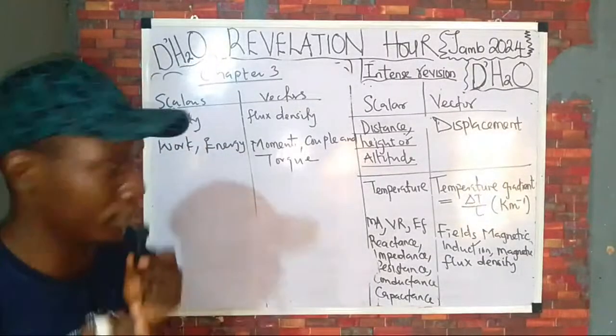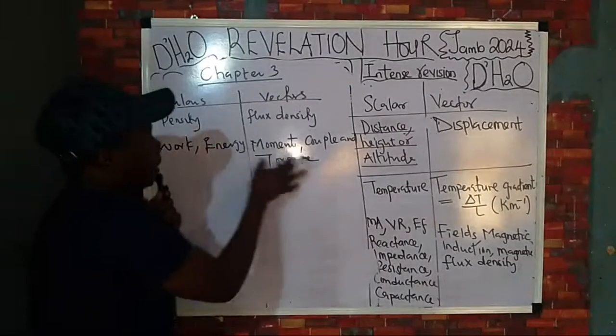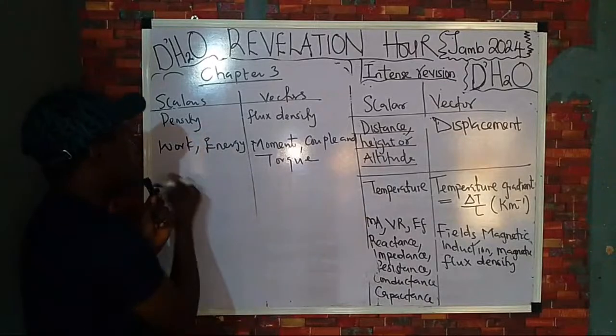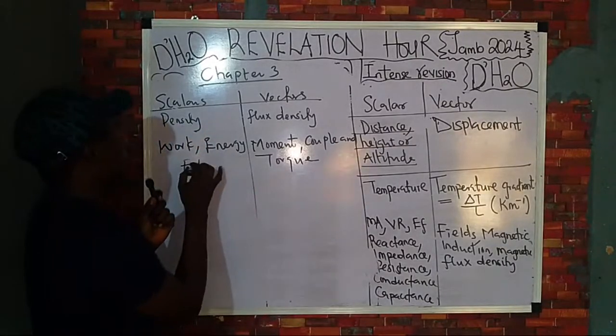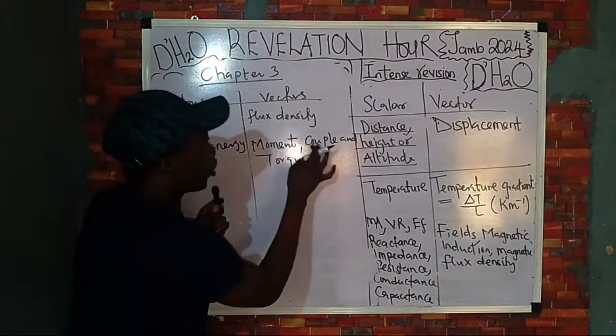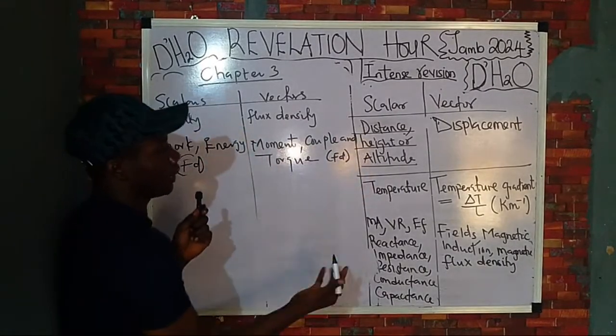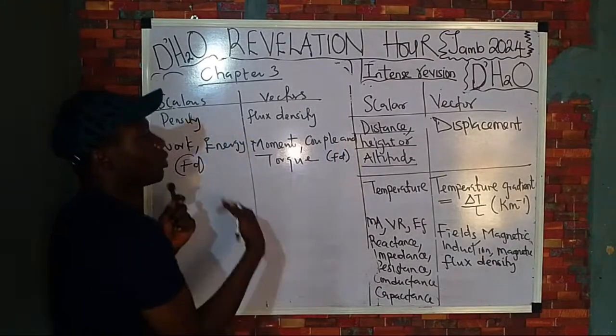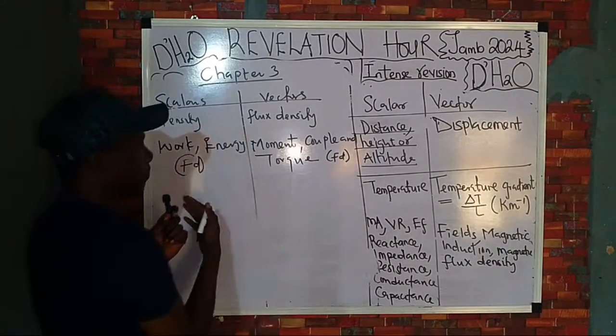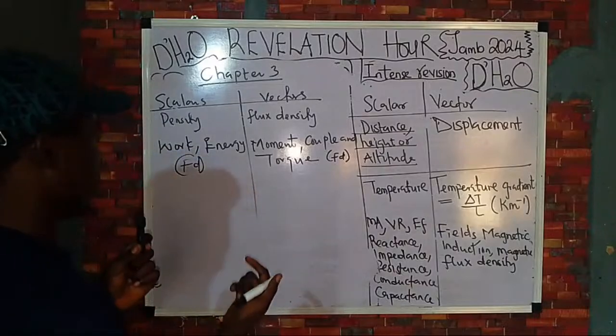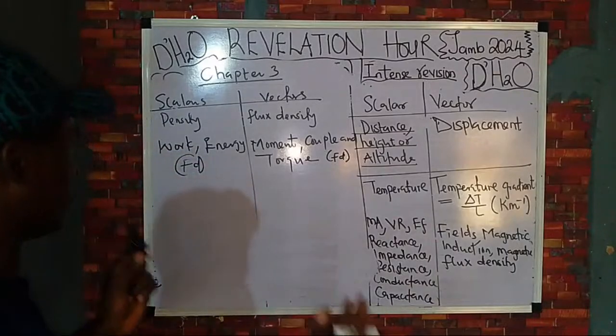Vector quantities. Work and energy are scalar. Moment, couple, and torque are what? Vector quantities. Now, why did I bring these two variables to construct them? Work and energy is force times distance. Moment, couple, and torque is also force times distance. Some people used to say it is force times displacement to specify the difference between them and the constructing work and energy scalar. Please take note of this.